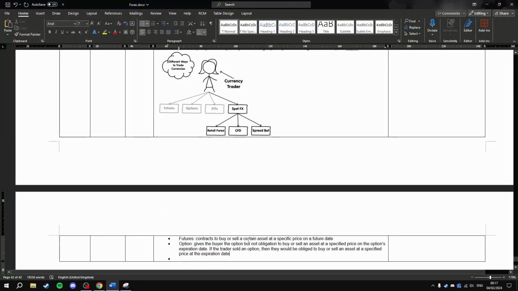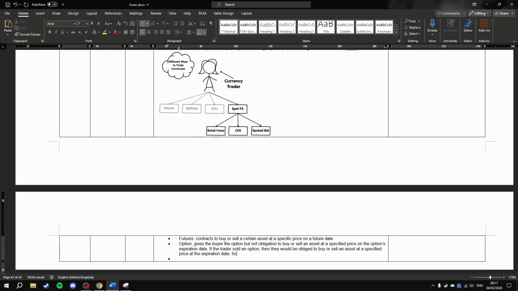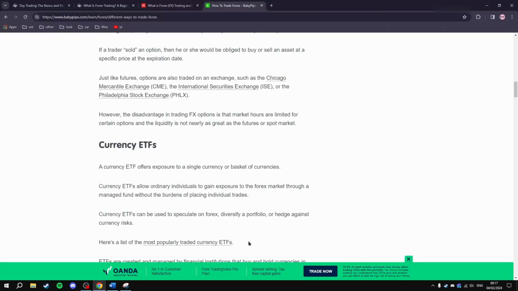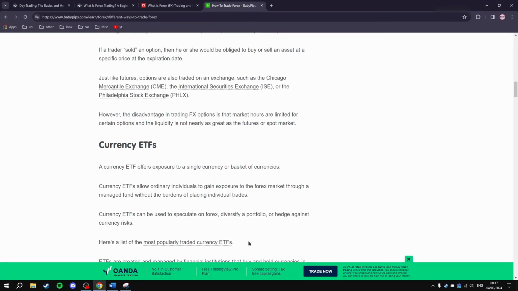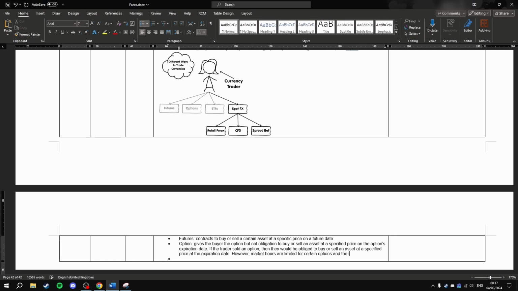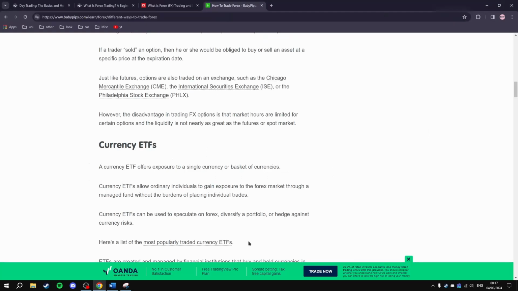So market hours are limited for certain options, and the liquidity is not nearly as great as futures or spot markets.